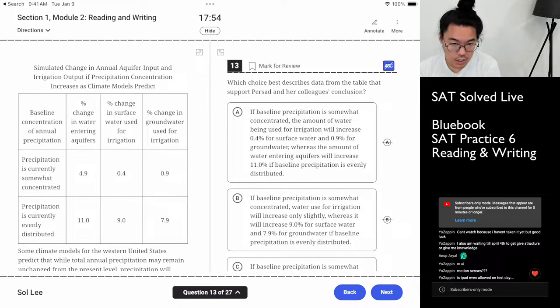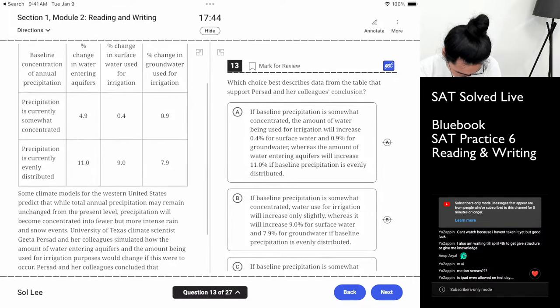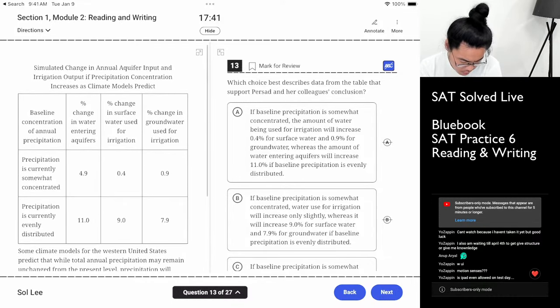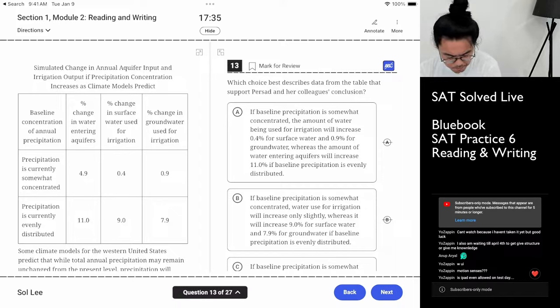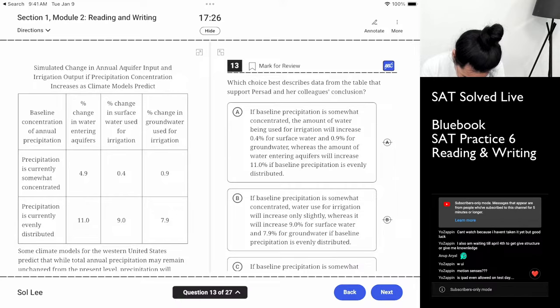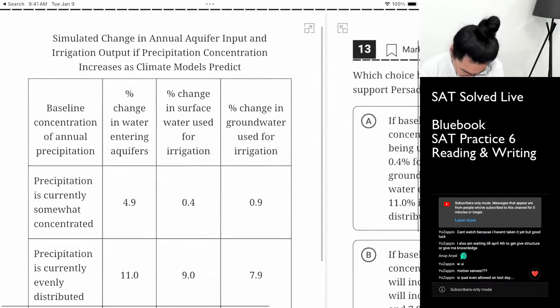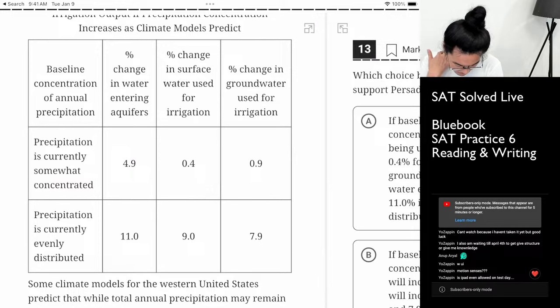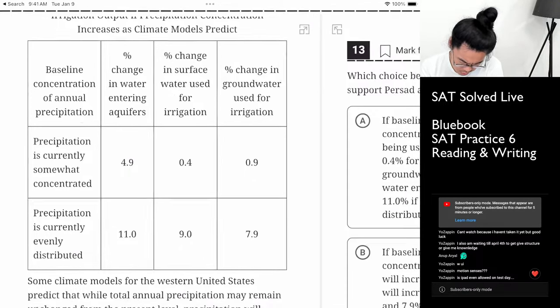Simulated change in annual aquifer input. What is an aquifer? Don't see it. Water entering aquifer for something. Okay. Simulated change in annual aquifer input and irrigation output. Whatever that means, if precipitation concentration increases as climate models predict, okay? So where's the aquifer input? Okay, we're going to get more aquifer, okay? Surface water used for irrigation and then change in groundwater used for irrigation.